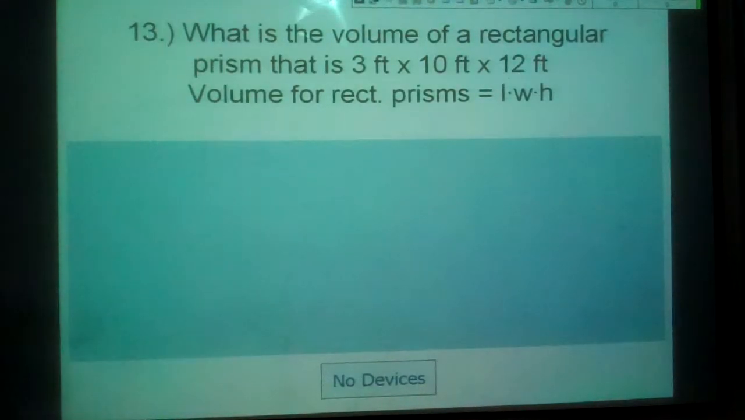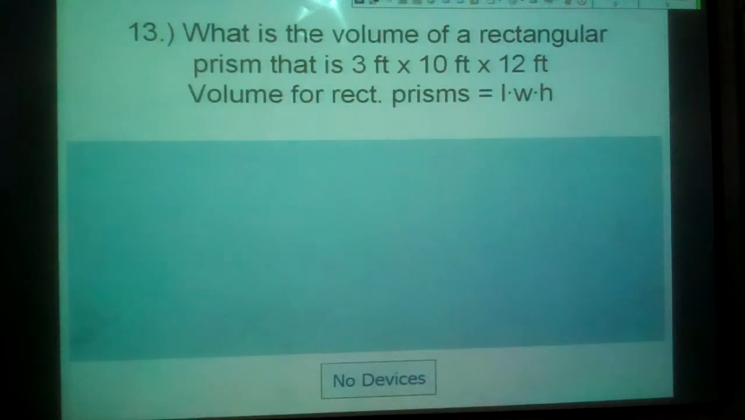We won't solve this one, but what is the volume of a rectangular prism that is 3 feet by 10 feet by 12 feet? Okay. Volume for a rectangular prism is very simple. We just do length times width times height. So 3 times 10 times 12 should get us the right answer.